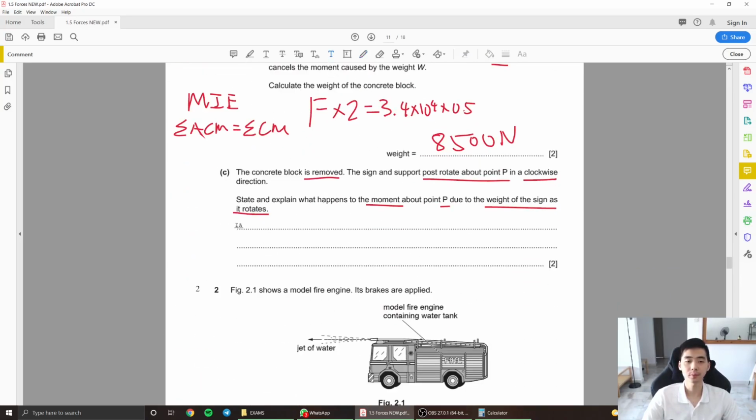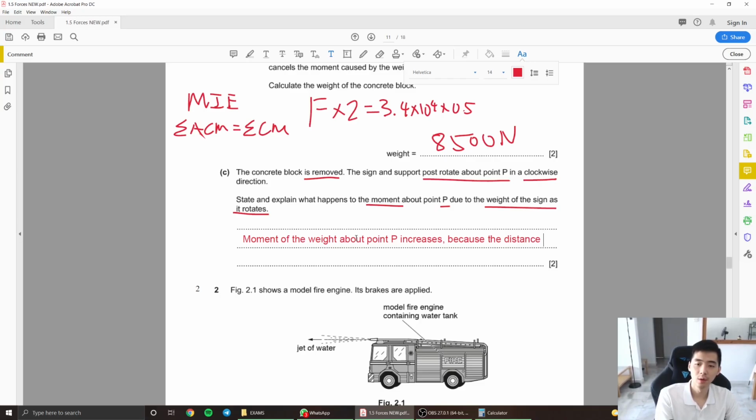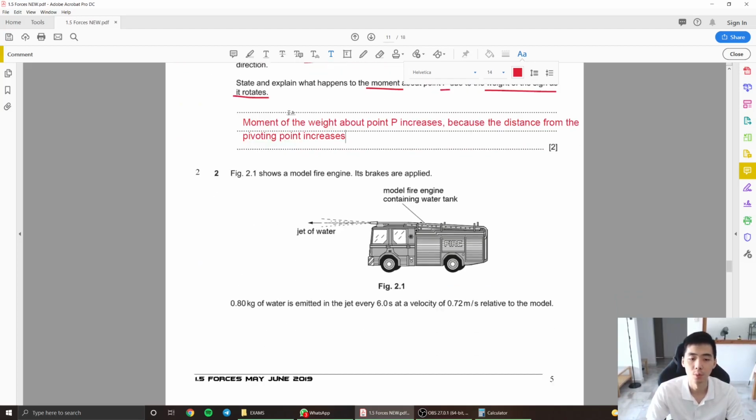So from here, you're supposed to state that the moment of the weight about point P increases because the distance from the pivoting point increases. As the thing starts rotating in a clockwise direction, you can see that the distance of the weight from the pivot increases, and thus it's supposed to increase in terms of its moments here.